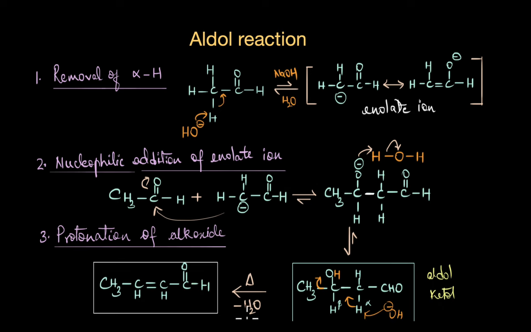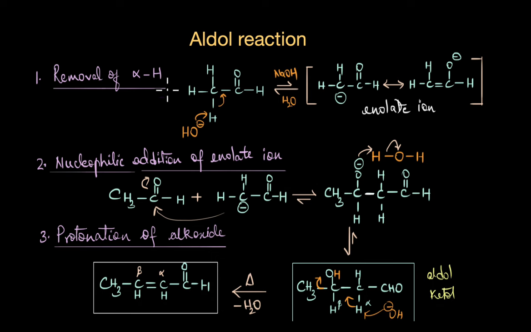Yes, this dehydration step is exothermic, leading to the formation of a highly stable conjugated product. The alpha-beta unsaturated carbonyl compound is highly stable due to the conjugation between the carbonyl group and the C=C double bond. And by eliminating small stable molecules like water, product formation becomes highly favored. So this is the mechanism of our aldol reaction. So aldol reaction is until we get the product aldol, and when we get an alpha-beta unsaturated compound, we call this an aldol condensation reaction.